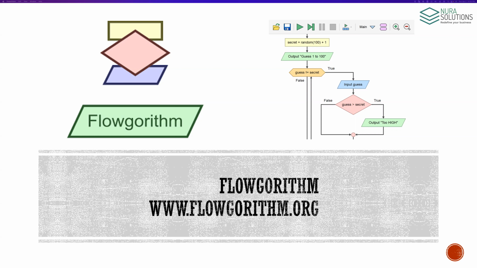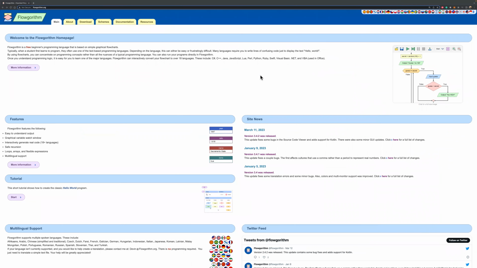So the great thing about Flowgorithm is that it's www.flogarithm.org. It's easy for you to learn all the major languages, and it can interactively convert your flowchart to over 18 languages, including Java, JavaScript, Perl, Python, etc.